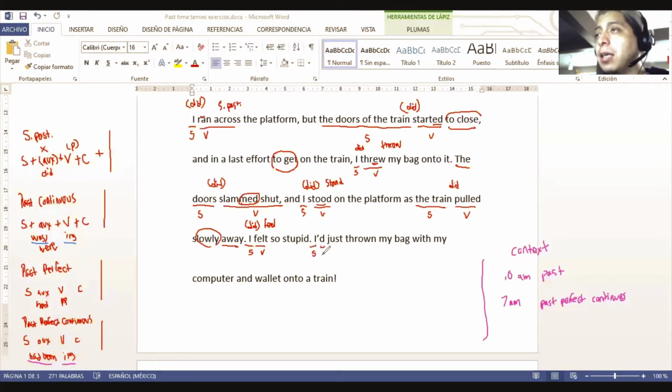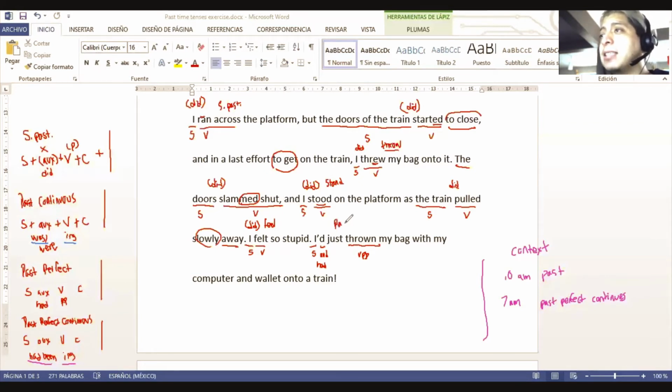I, subject, auxiliary have, and the verb is thrown. The verb is in the past participle. Throw, remember throw is like this: the simple past is threw, and the past participle is thrown. I have thrown my bag.